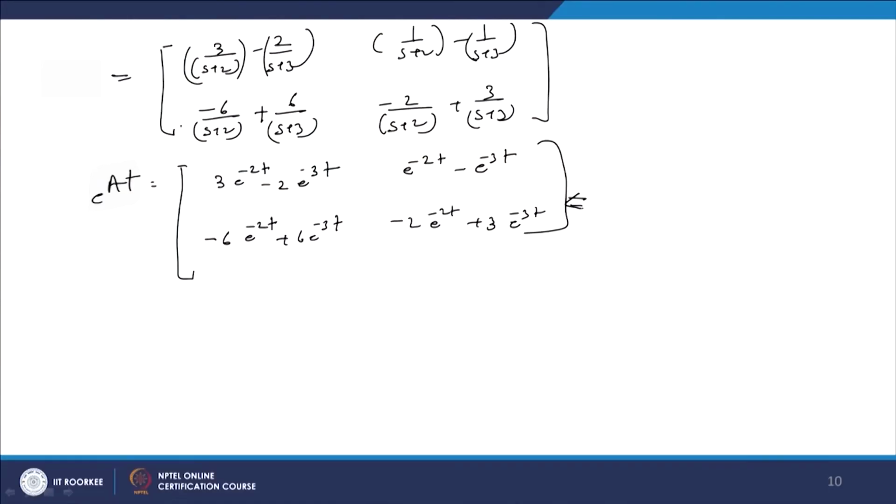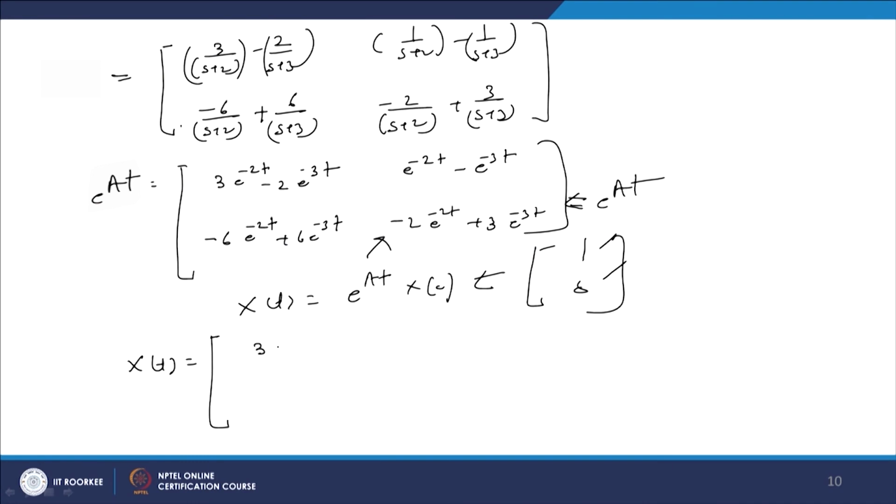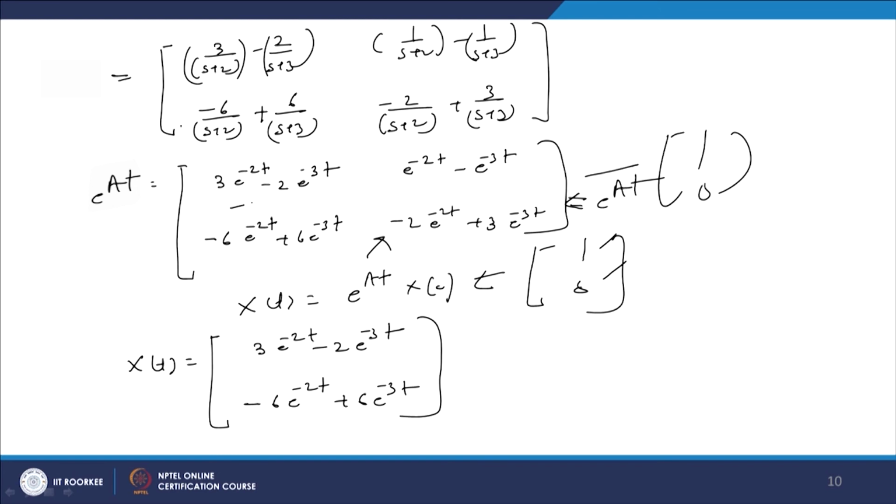But this particular portion is nothing but e raised to at. The total final state equation is based on our initial condition, that is e raised to at multiplied by x naught. Here this x naught is given as 1 0. Now we have to multiply this part with 1 0. So in this case, the elements in the second column will not exist because of this initial condition. Finally we get x of t equal to 3 e raised to minus 2t minus 2 e raised to minus 3t, minus 6 e raised to minus 2t plus 6 e raised to minus 3t. Because we multiplied with 1 0, the other portions become 0, remaining only this part.